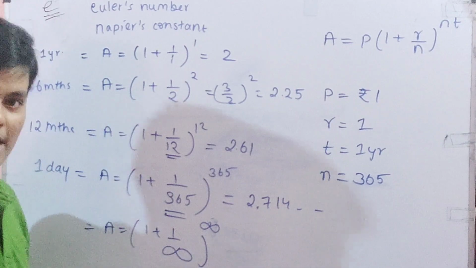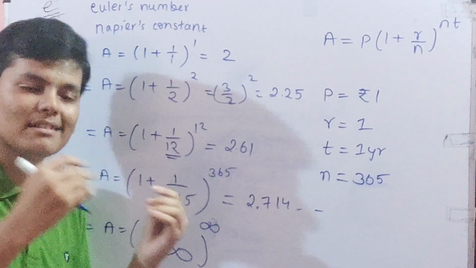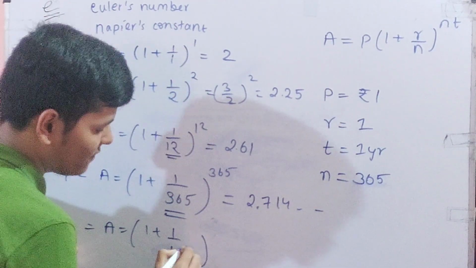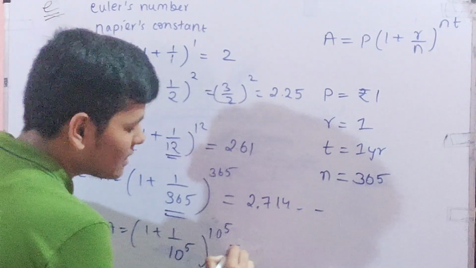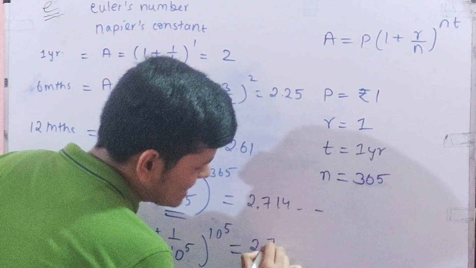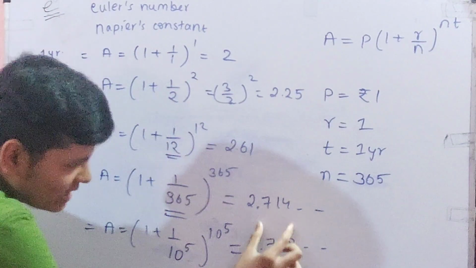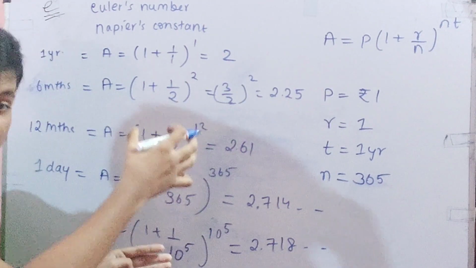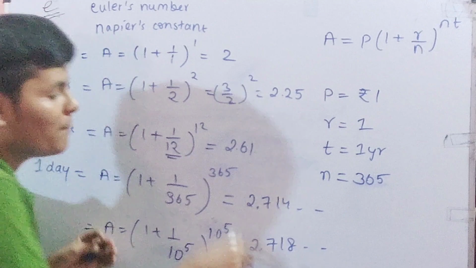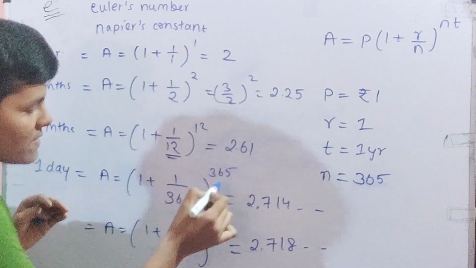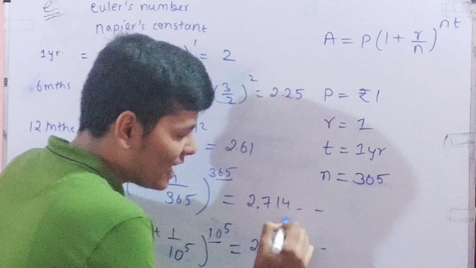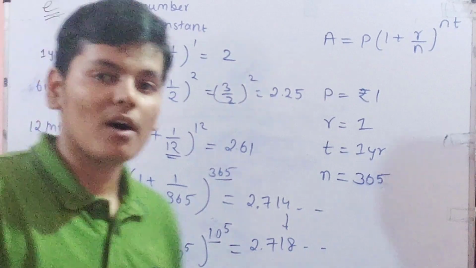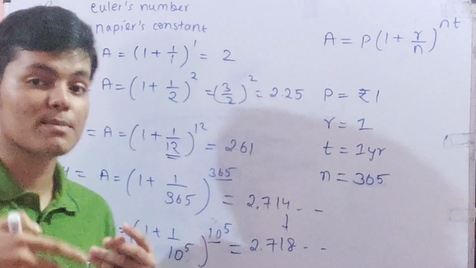Infinity is not an actual number, because in mathematics infinity is nothing but an imaginary concept. Let us take a very large number, suppose 10 to the power 5. Then this answer comes to 2.718 or so. Now did you see the difference over here? We increased the number of times for compounding from 365 to 10 to the power 5. That is a very enormous jump. But the actual value increases by only 0.004. This concept is called the concept of Euler, or the concept of Napier.